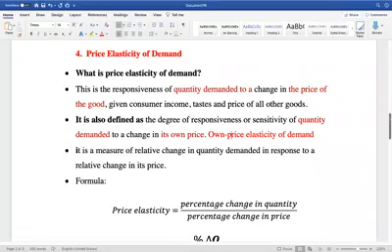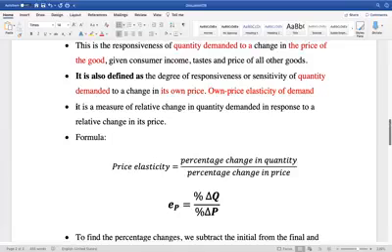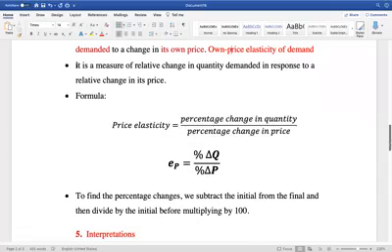Another way of saying relative change is to say a percentage change. So it's a measure of the percentage change in the quantity demanded in response to a percentage change in the price. So here's the formula. Price elasticity is equal to the percentage change in the quantity demanded, which is what we mean by quantity here, divided by the percentage change in the price. So you simply get what the percentage change in the quantity demanded is, and then you divide that by the percentage change in the price.